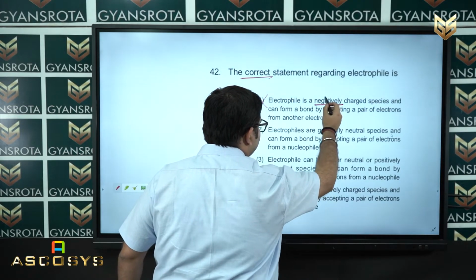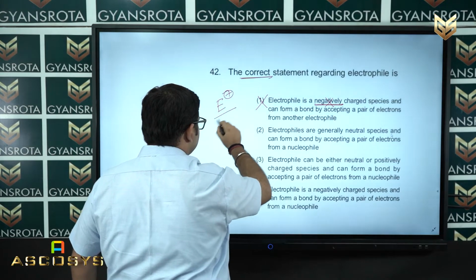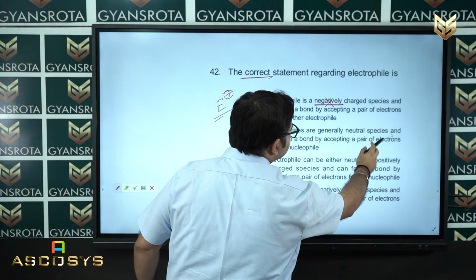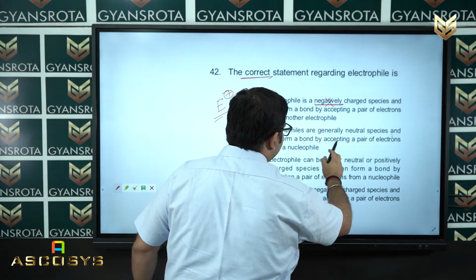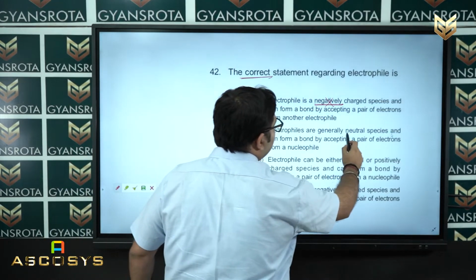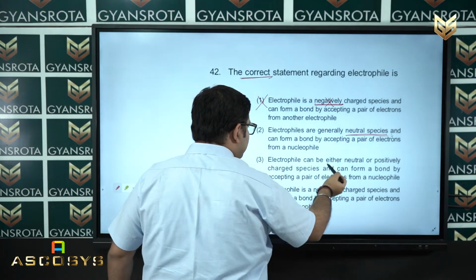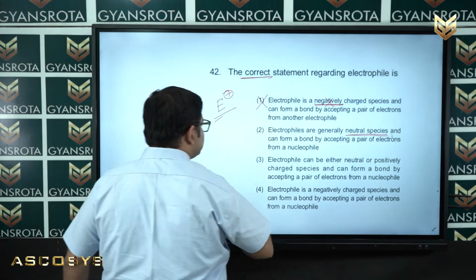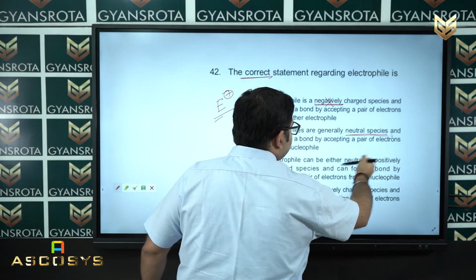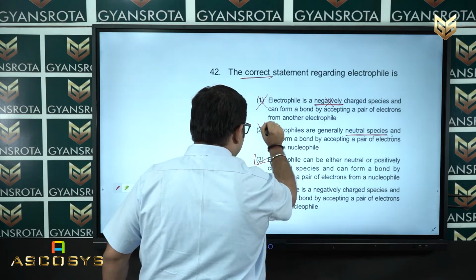It is not a negatively charged species. An electrophile is a positive species or a neutral species. Electrophiles are generally neutral species and can form a bond by accepting a pair of electrons from a nucleophile. Here they are saying only a neutral species. If you see the third option, electrophile can be either neutral or positively charged species. So, this is the correct statement. Here they are not saying it is only a neutral species, so that option is not correct.